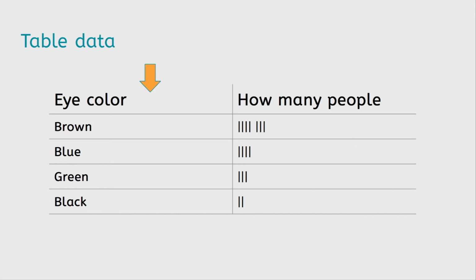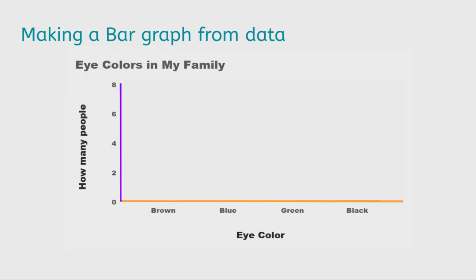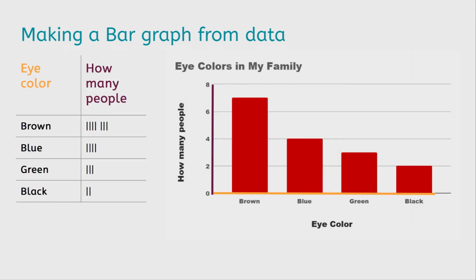The x-axis is the things we are asking about, the different eye colors. And the y-axis is our numbers, the data we collected about how many people in the family have each eye color. So let's draw our graph. The orange bar is our x-axis with the eye color names. And the purple bar is our y-axis, and it will be the number of people. So let's graph it.